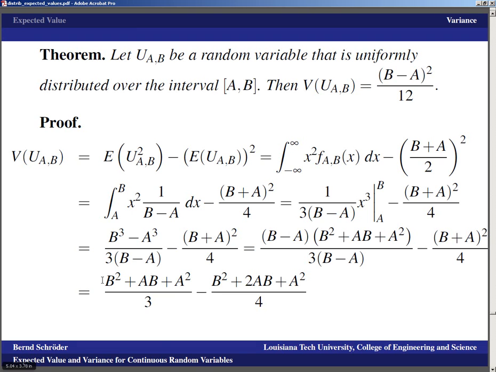And so if we're looking at that, b squared over 3 minus b squared over 4 is b squared over 12. A squared over 3 minus a squared over 4 is a squared over 12. And this one gives us a little bit of a problem, because ab over 3 minus ab over 2, that would be negative 1/6, which is negative 2/12. And so we get b squared minus 2ab plus a squared over 12, and that's b minus a quantity squared over 12.